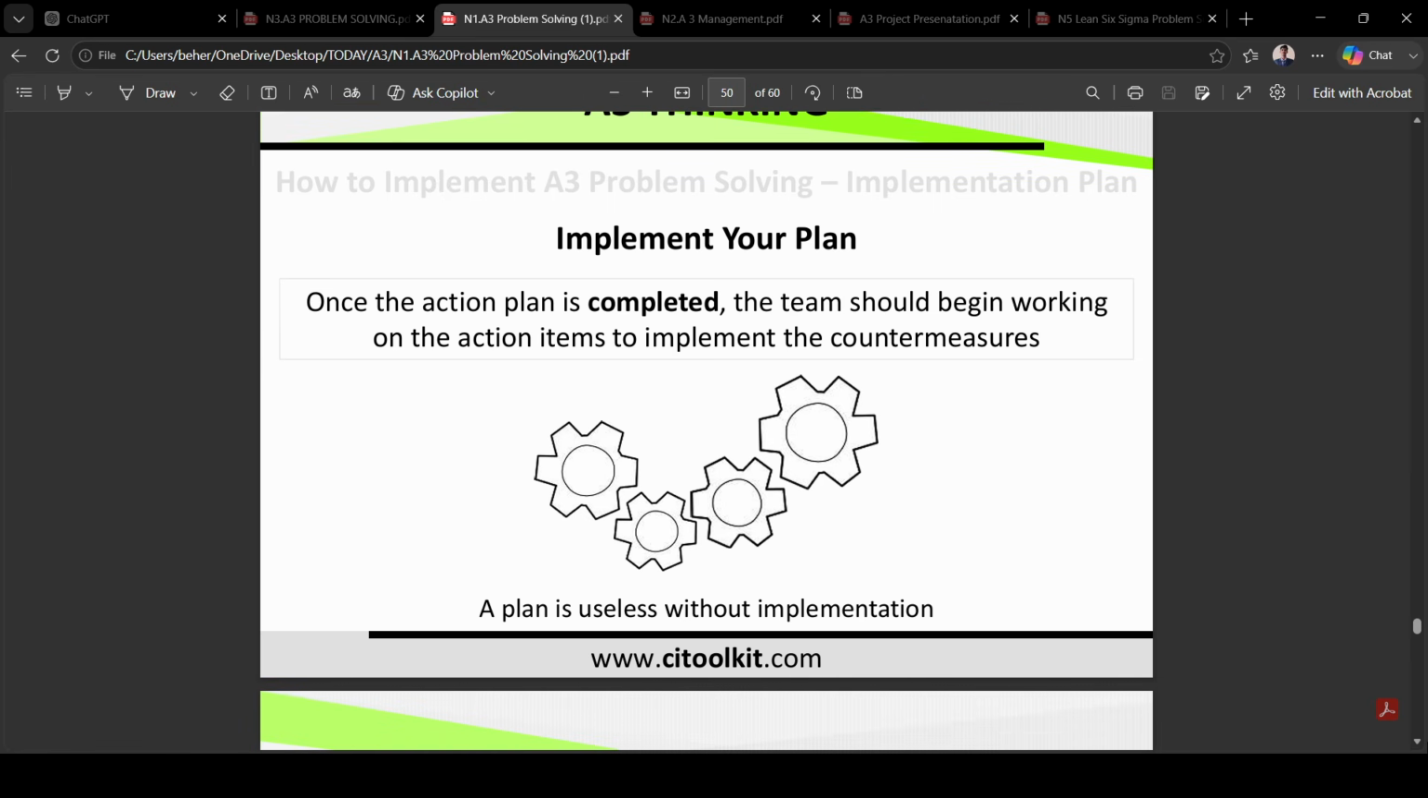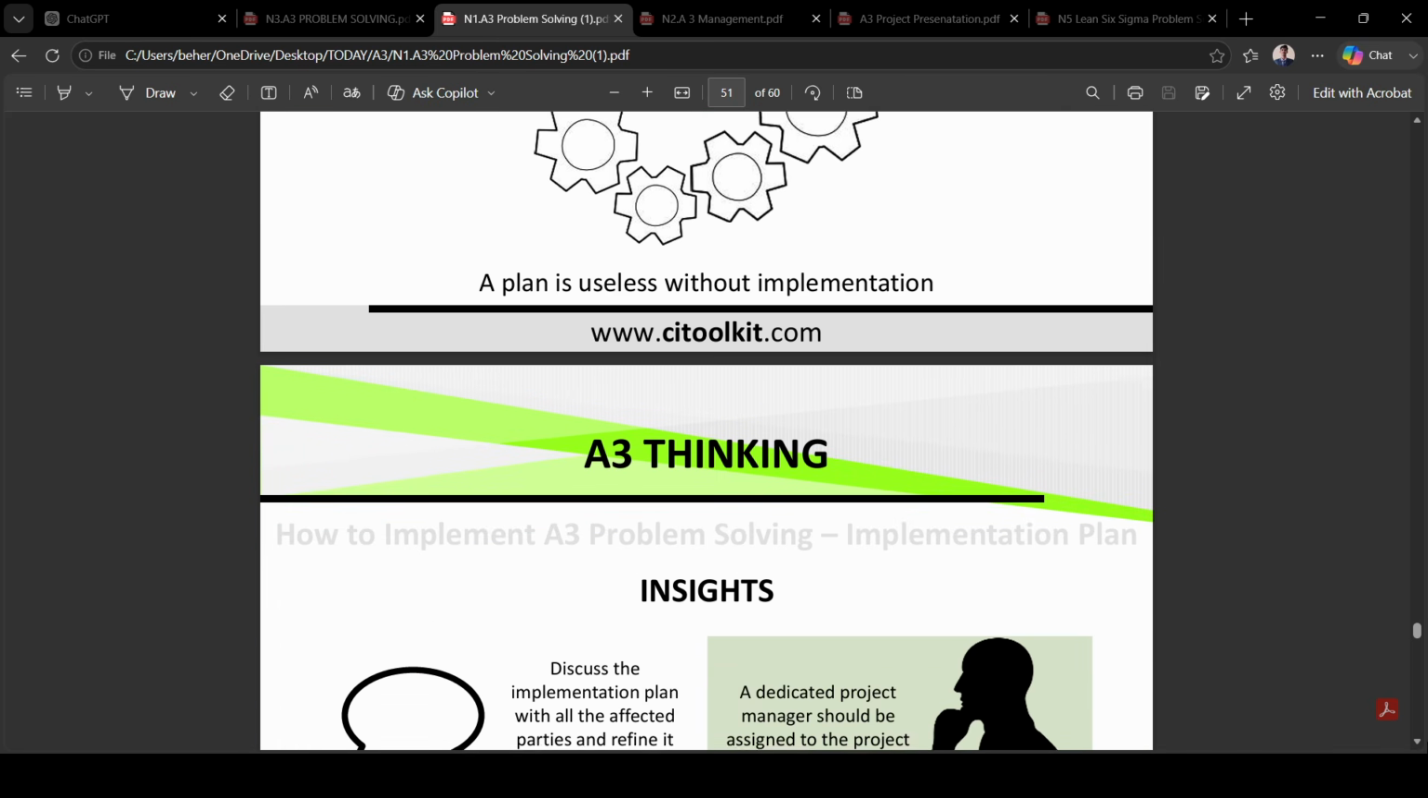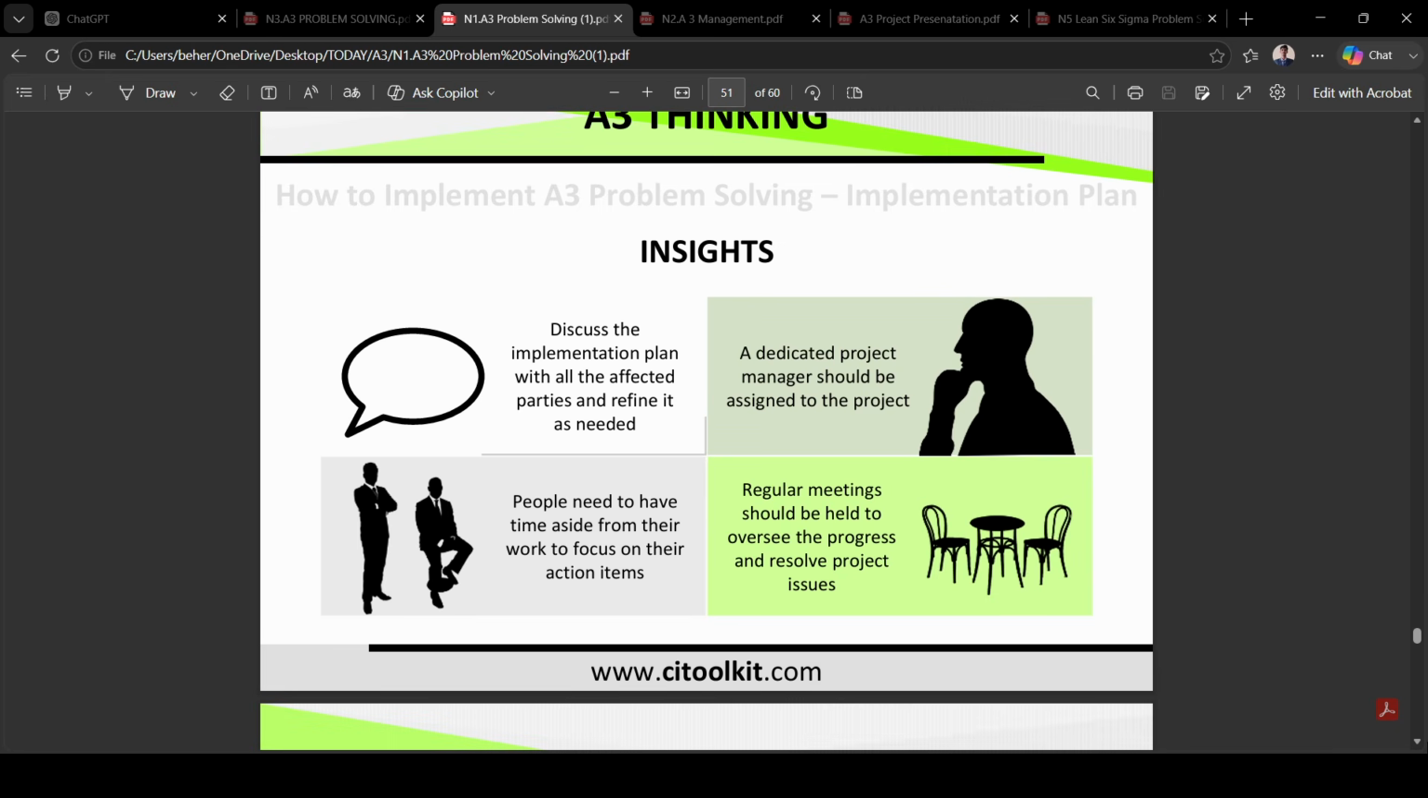Implementation. Once the action plan is completed, the team should begin working on the action items to implement countermeasures. A plan is useless without implementation. Discuss the implementation plan with all affected parties and refine it as needed. A dedicated project manager should be assigned to the project. People need to have time assigned to focus on their action items. Regular meetings should be held to oversee the progress and resolve project issues.